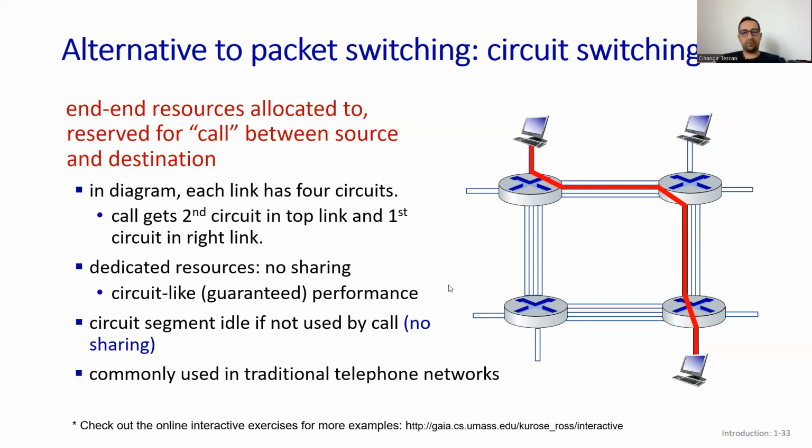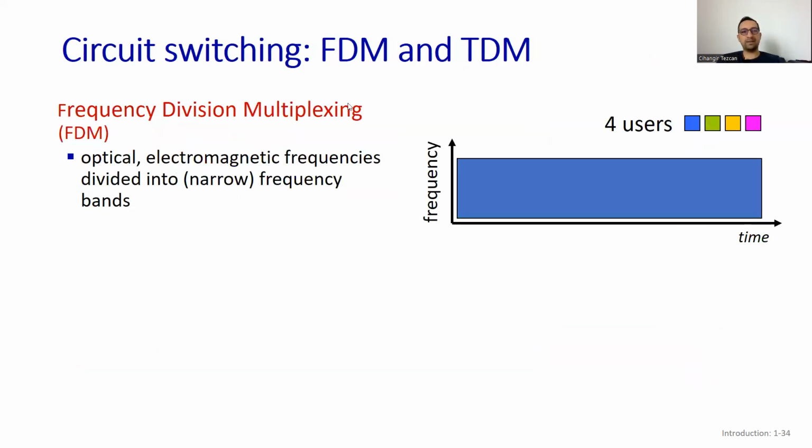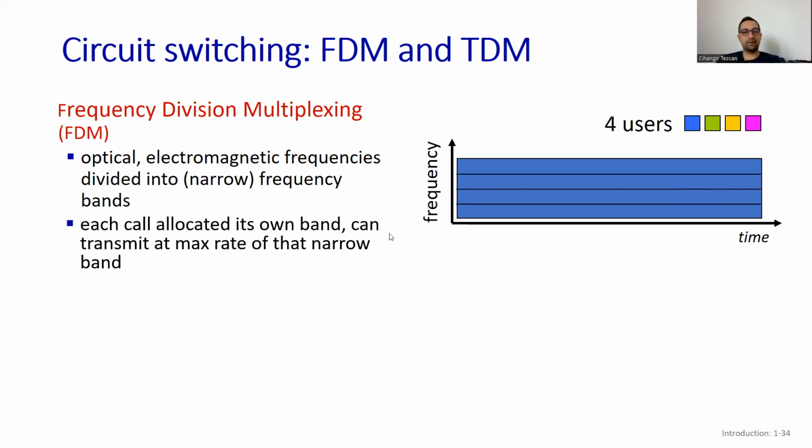Commonly used in traditional telephone networks. And in circuit switching, we can do 2 different multiplexing, mainly frequency division and time division multiplexing. In frequency division, the optical or electromagnetic frequency is divided into narrow frequency bands. So in this example, assume that we have 4 frequencies. So this can support up to 4 users. Right? Each call is allocated its own band and can transmit at the max rate of that narrow band. So here you allocated 4 frequencies to 4 users.